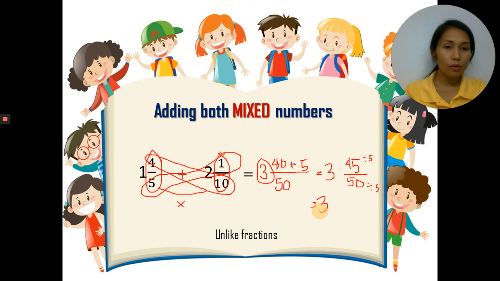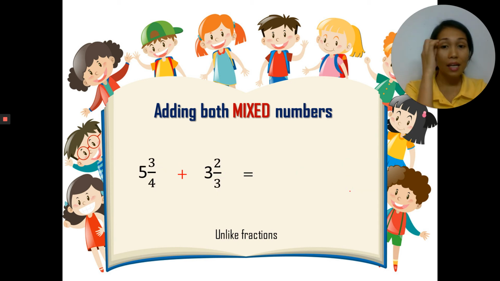Copy the whole number 3. 45 divided by 5 equals 9. 50 divided by 5 equals 10. Now that's our final answer. Easy, right? Okay, let's try another one just to settle your minds.